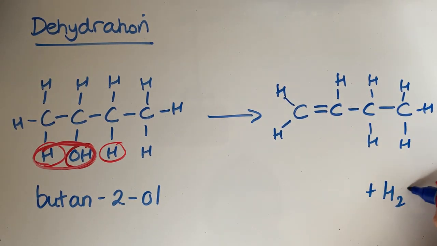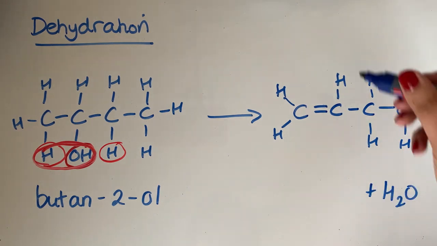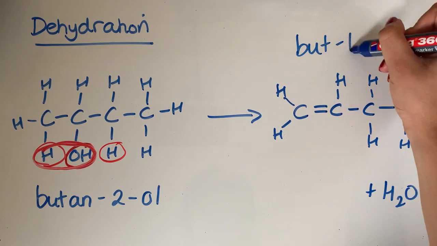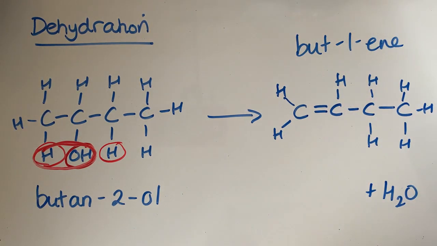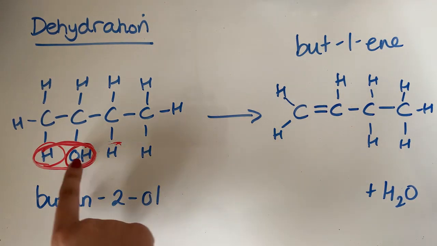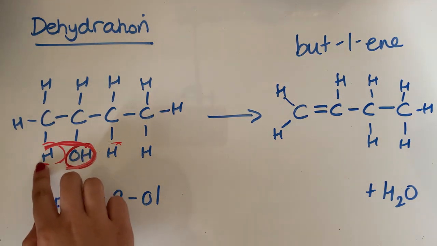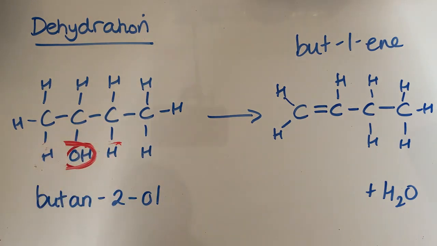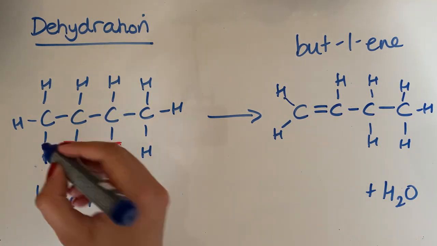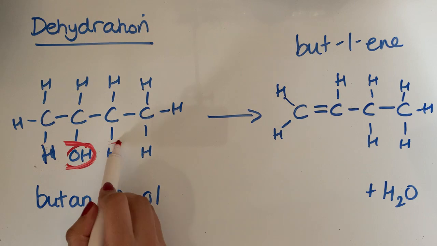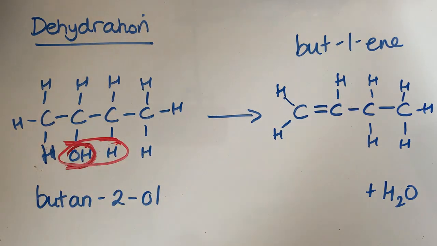Plus water. And this molecule here is called but-1-ene. So that's one thing that can happen, which is if I remove this water molecule here. The other thing that can happen is I could remove it on the other side. So I could remove this as my water molecule.